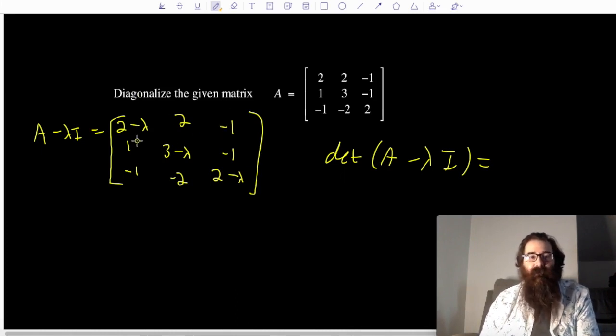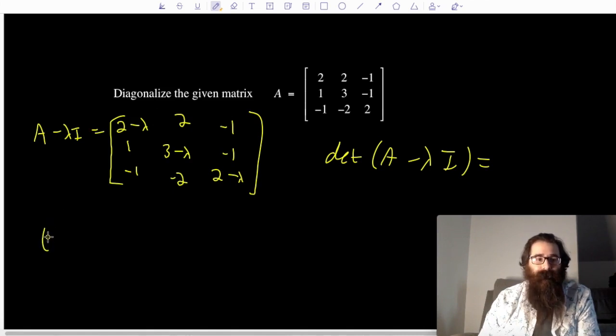And since everything looks just about as bad as everything else, I'm just going to do a classic cofactor expansion across the top row. I'm going to pick out the 2 minus lambda times the determinant of the 2 by 2 matrix when I remove that entry's row and column.